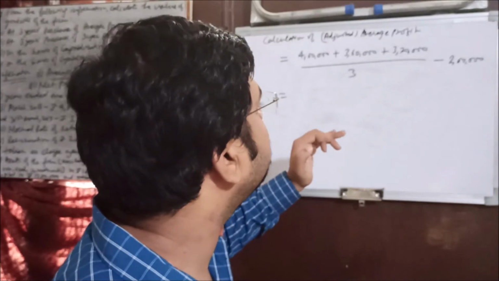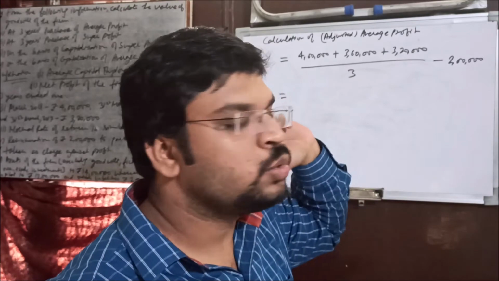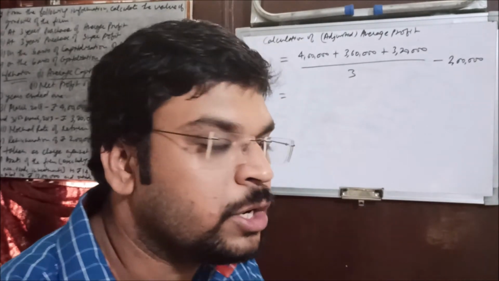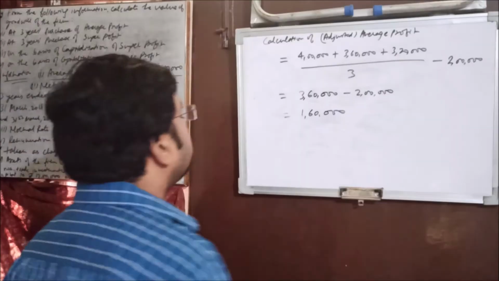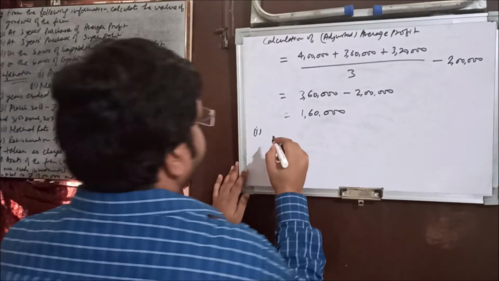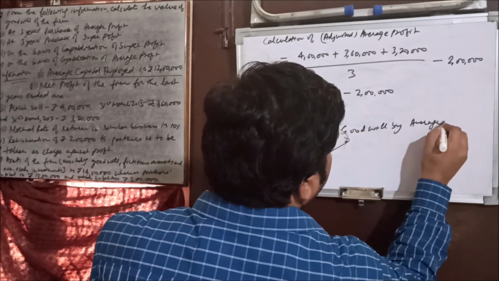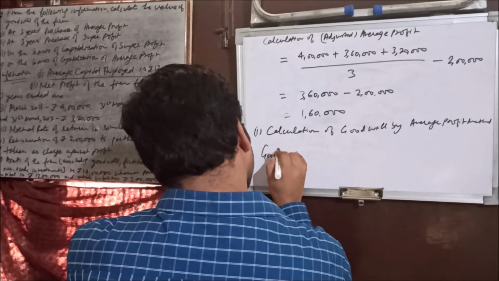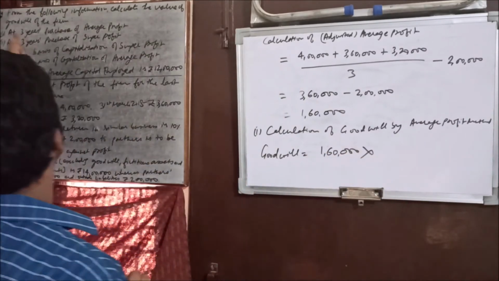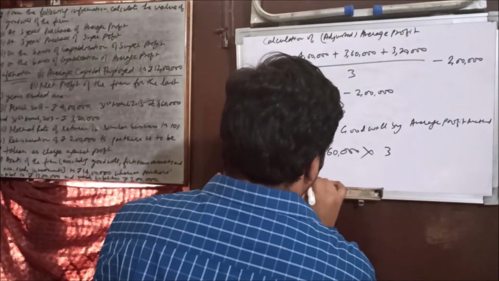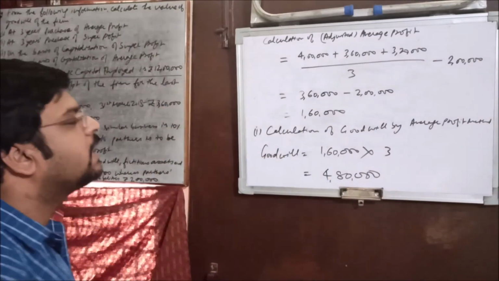Or we can do one thing. Very first we take the average of these 3 and then we deduct 2 lakh one time, we'll get the same amount. You can do that. So the average adjusted profit is 1 lakh 60,000, right? Now we are going for the first method, calculation of goodwill by average profit. So goodwill is equal to 1 lakh 60,000 multiply number of years purchase, it is given 3, so that is 4 lakh 80,000. Okay, so this is the answer.